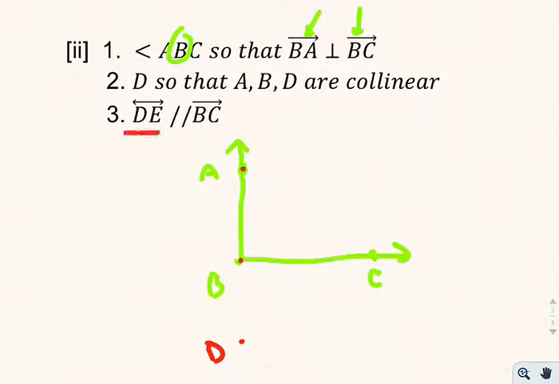Final step, DE and BC have to be parallel. DE is a line, BC is a ray, but BC actually already exists. That means I just need to pick an E so that it's parallel. Ooh, whoa, way off. So that's parallel to that line.